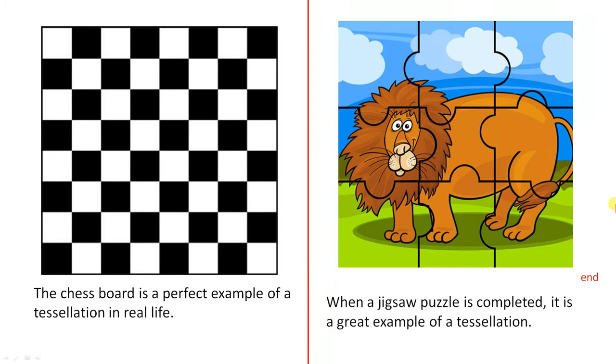When a jigsaw puzzle is completed, it is a great example of a tessellation. And you can see that the smaller shapes are not the same, but there are no gaps when the picture is completed. So this video has introduced you to the idea of a tessellation, and we've seen that the smaller shapes can have exactly the same shape and size, or they can be different.